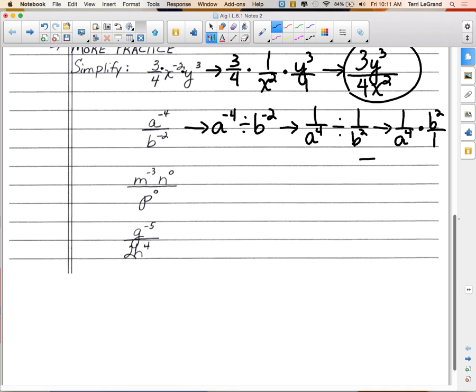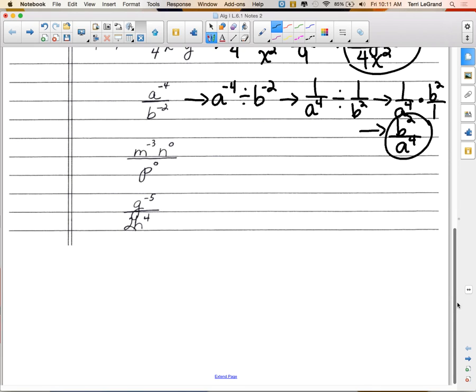And now we multiply across the top. 1 times b squared, b squared. a to the 4th times 1, a to the 4th. There we go. Questions?